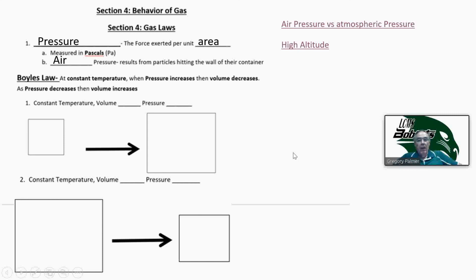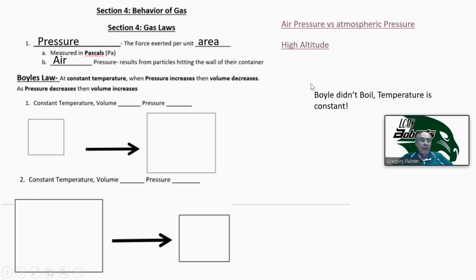Okay. Now, the first scientist we're going to deal with, his name was Boyle. And there's three variables in the gas laws. There's the space, the volume, the pressure on the gas, and then the temperature. Boyle worked at a constant temperature. So it says over here, at a constant temperature, when the pressure increases, the volume will decrease, and then the opposite is true. As the pressure decreases, the volume increases.